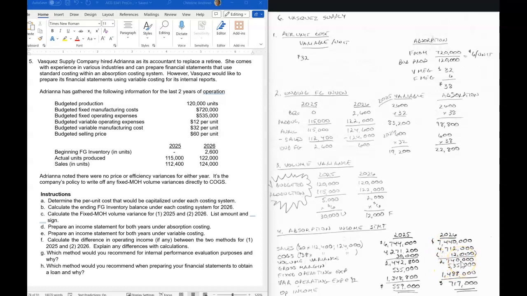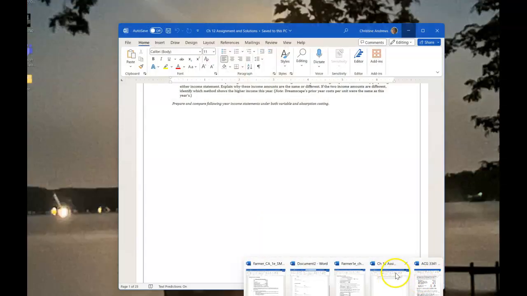Okay, don't forget we're doing absorption costing. Then we've got fixed operating expenses and variable operating expenses. So again, under an absorption basis, everything above gross margin is a product cost, and then beneath it is a period cost. So we've got operating expenses on a fixed and variable basis. So here's our operating income on an absorption basis.